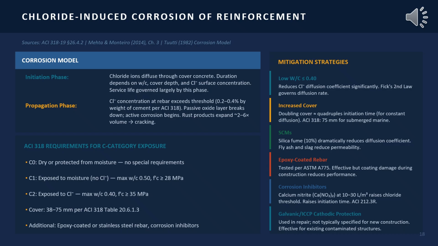Silica fume is particularly effective at reducing the chloride diffusion coefficient by 2 to 5 times compared to plain concrete because it dramatically densifies the ITZ, which is the interfacial transition zone.